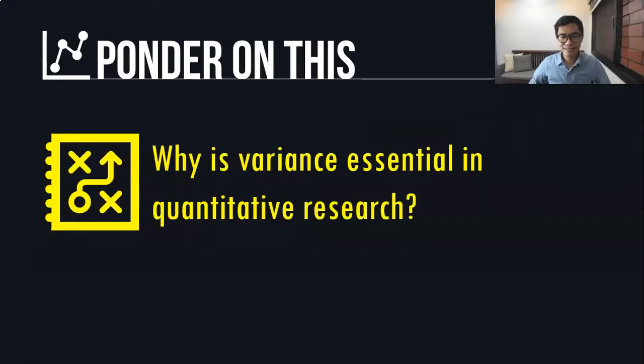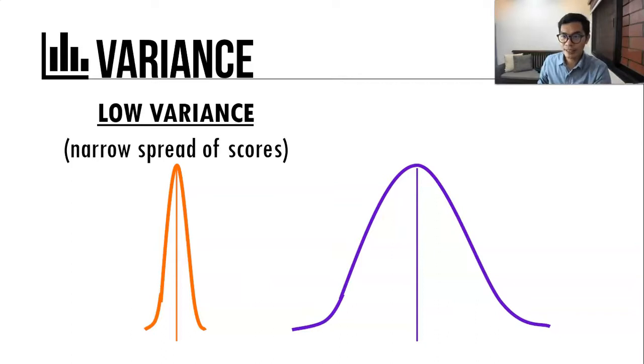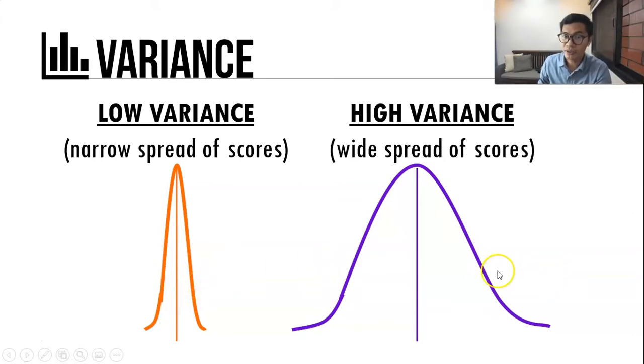Now, why is variance essential in quantitative research? When we talk about variance, I hope the concept is clear to you, because you need to have a good spatial skill to really understand how spread out the data that you were able to gather is. Variance is a measure of how spread out or dispersed the scores are from the mean. So we still look at the mean scores. Focusing on these illustrations, we can say that this one has a low variance because of the narrow spread of scores, and this one has high variance, so it has a wider spread of scores as compared to this illustration.